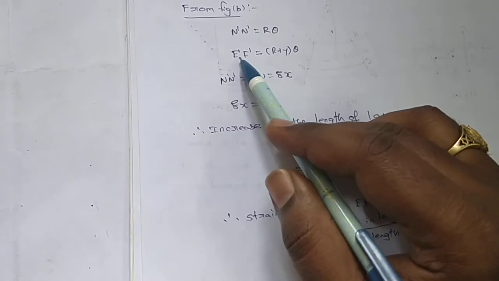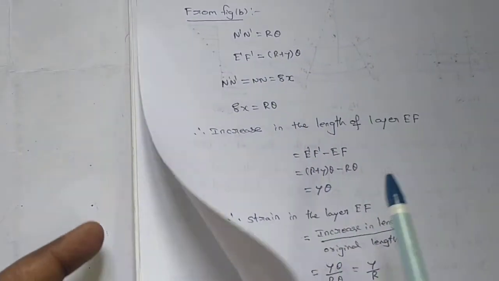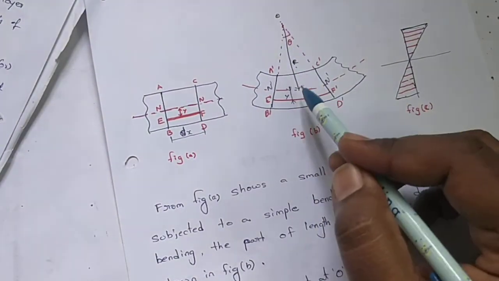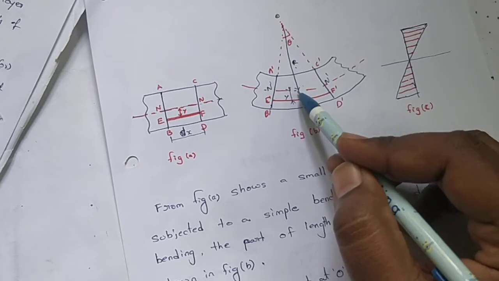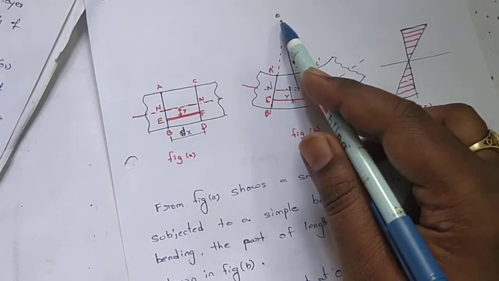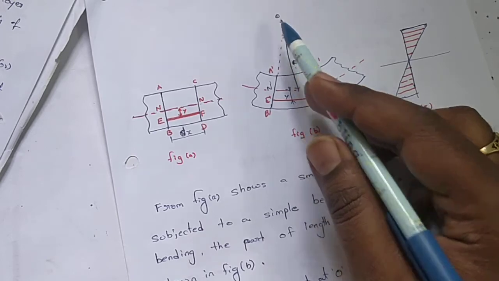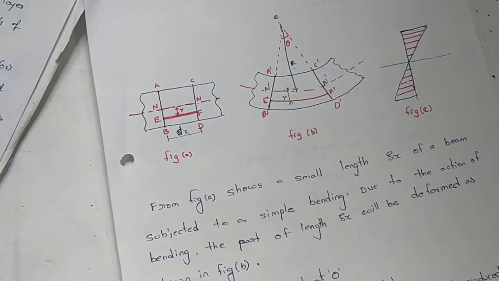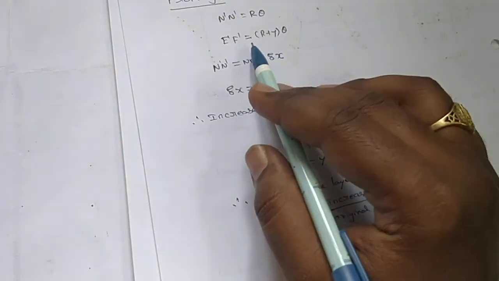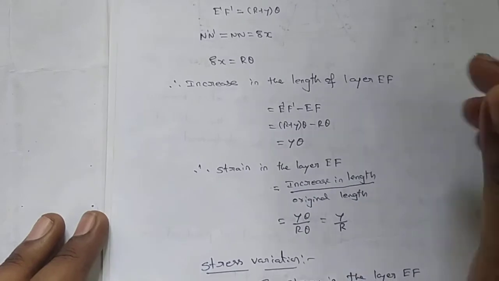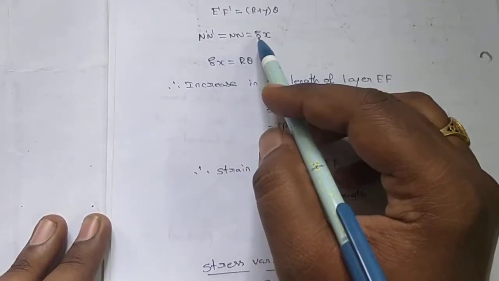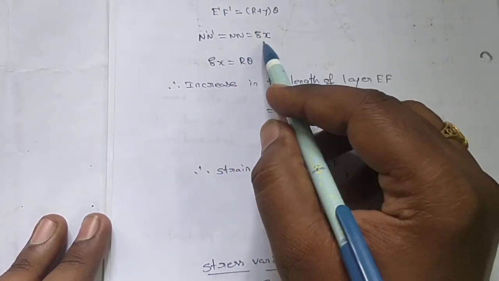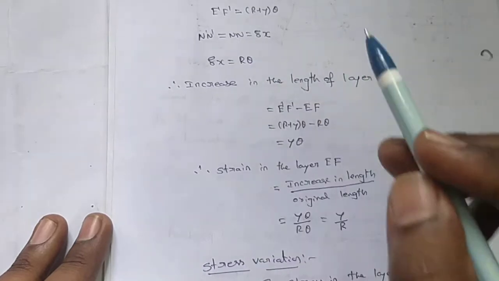In a similar way, E dash F dash equals (R plus y) theta. Observe here, for E dash F dash, from this point to this point the radius is R, and from this point to this point the length is y, so the radius from the center of the curvature to the E dash F dash layer is R plus y and the angle is the same angle, theta. So E dash F dash equals (R plus y) theta. We know that N dash equals NN equals delta x, so N dash can be written as R theta, so delta x equals R theta.